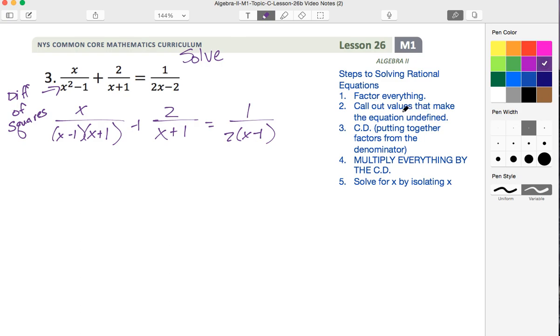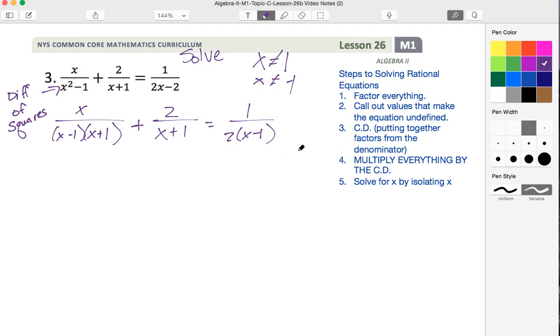Let's call out values that make the equation undefined. Good, I would have forgotten. All right. In this expression, x cannot equal positive 1 because it would make the expression undefined. It also can't equal negative 1 because it would make the expression undefined. In this expression, x cannot equal negative 1. Got it already. And in this expression, x cannot equal positive 1. Got that one already. Great. So if we end up with an answer that says x is 1 or negative 1, we already know this can't be true because it'll make one of the expressions and the entire equation undefined.